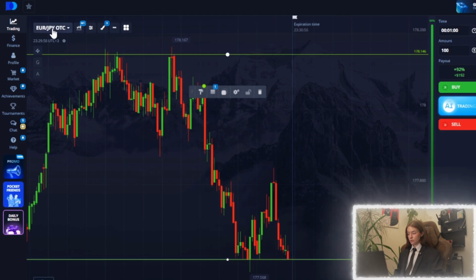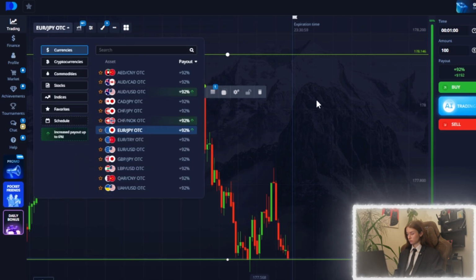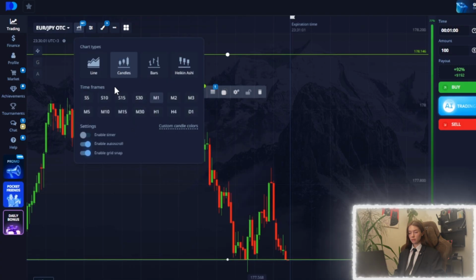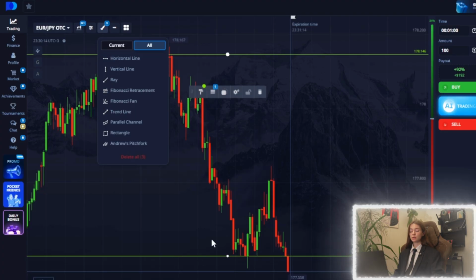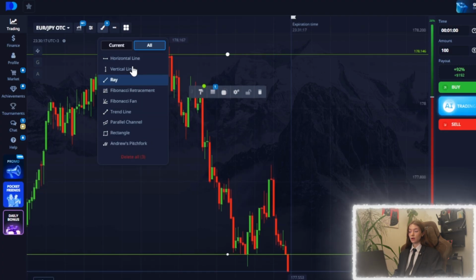Here we select the currency pair. Here we select the time frames. You can also choose the chart type, but we use candlesticks because they are the most informative. Here are the drawing tools, the horizontal line we use to mark support levels, the trend line and others. You can experiment with these tools as well. In other words, you work with a clean chart. Now I think we can move to opening our first order.